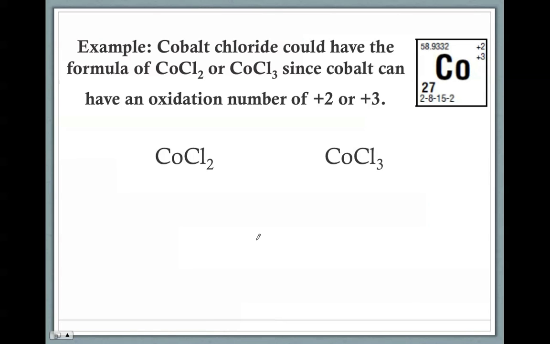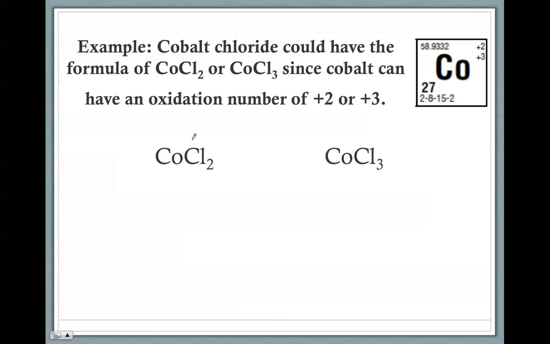All right, so why do we need to do this? Cobalt chloride could have the formula CoCl2 or CoCl3. So we can't just write cobalt chloride. It doesn't give us enough information. We need to know the oxidation number in order to write the formula.